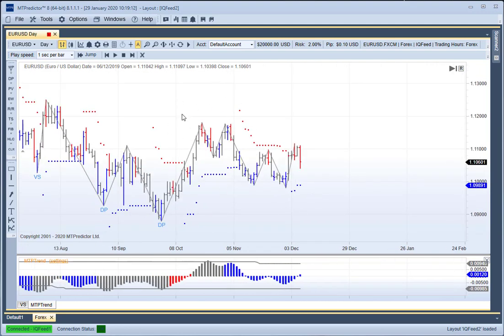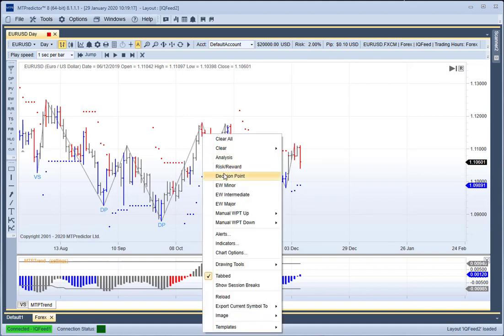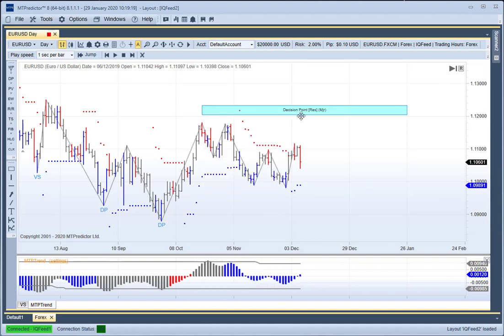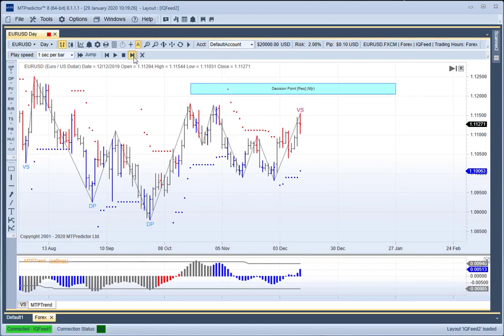Let's go back to the last major swing high, which was there. We right mouse click, we do decision point. Can you see how that put an area of resistance? But that's on the chart in advance. It's there waiting for you. So as we go forward, we can see what happens.